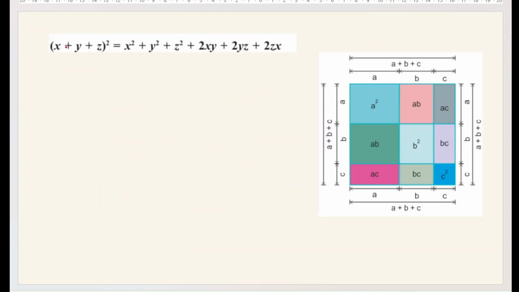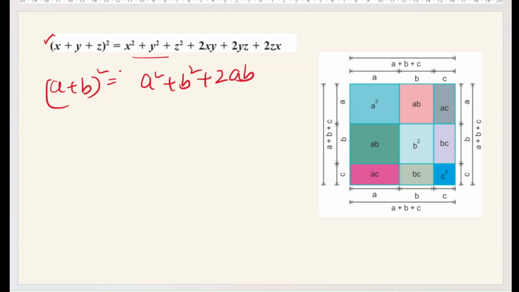So next identity we have (x + y + z) whole square, that is equals to this. Now, what is the way of remembering this identity? Way of remembering this identity is very easy. If you remember this identity, (a + b) whole square is equals to a square plus b square plus 2ab. This is same. How many terms are in this? How many variables? 3 variables. So you write it like this.